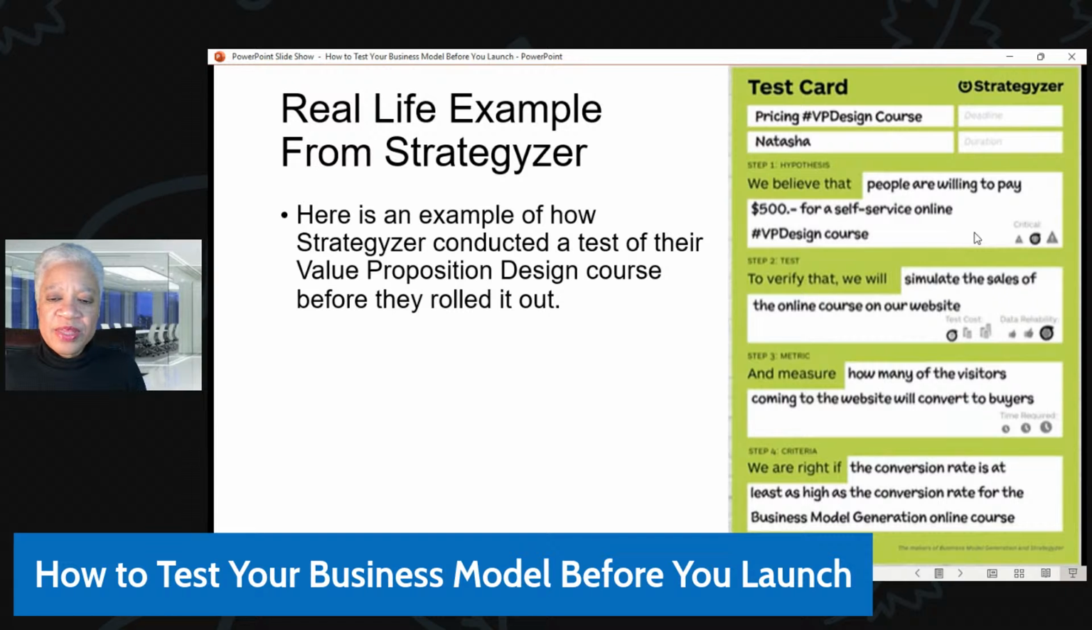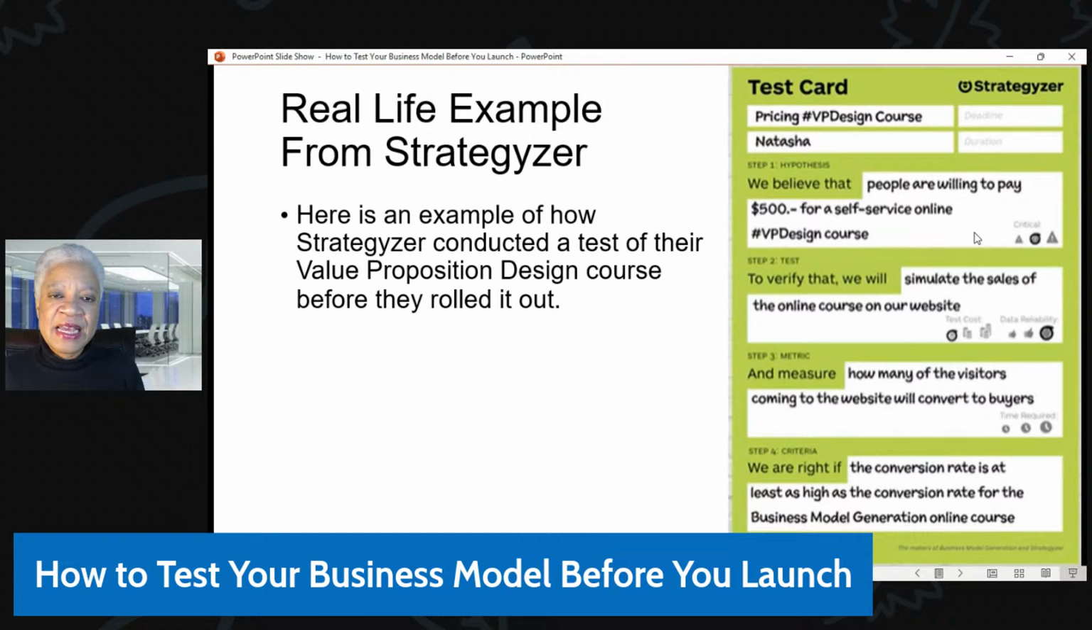And they knew that they were right if the conversion rate, or the percentage of people who actually clicked on and bought and registered for the course, is at least as high as the conversion rate for the business model generation online course. So they had experience with rolling out similar products at various price points. So they were comparing this new product, which is a course, to a similar course that they had already done.